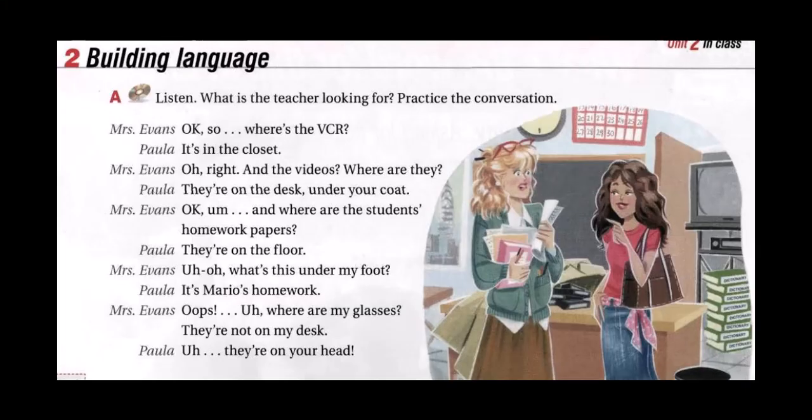Page 17. 2. Building language. A. Listen. What is the teacher looking for?